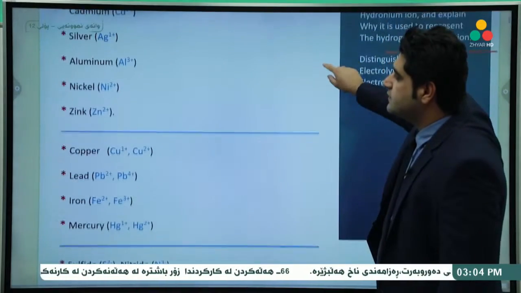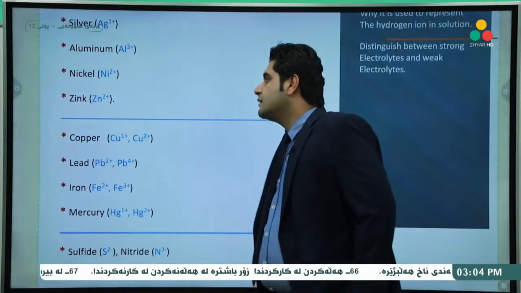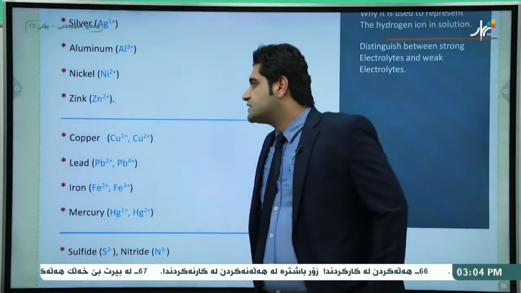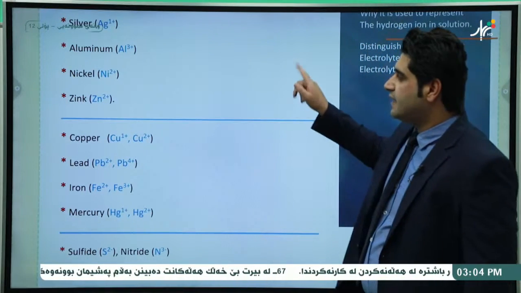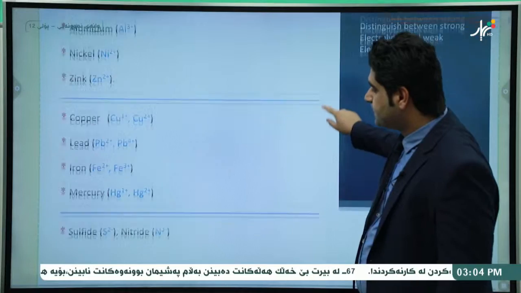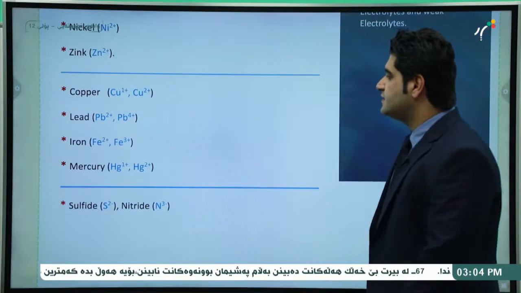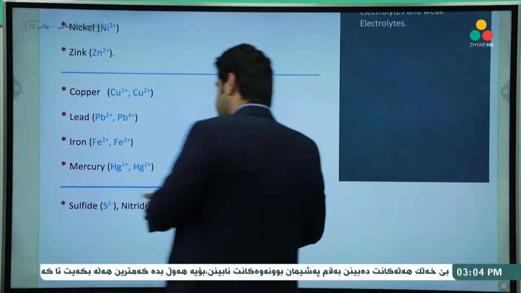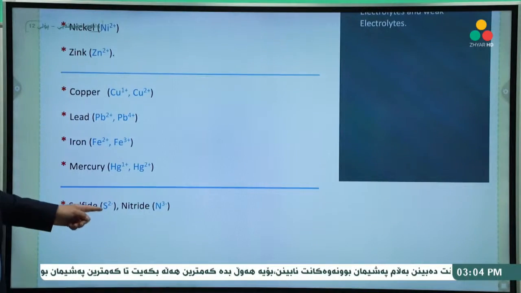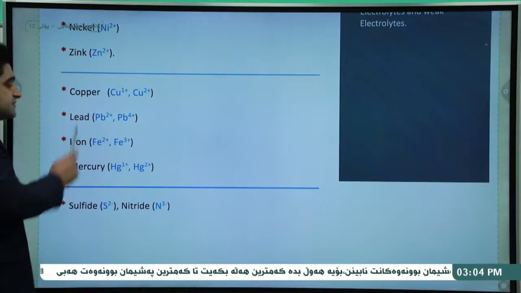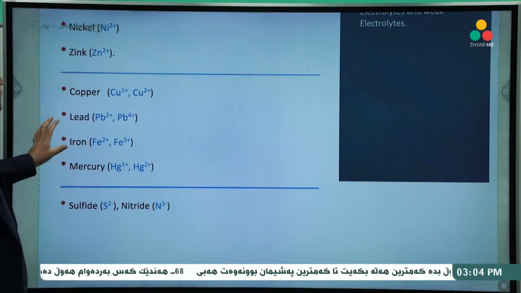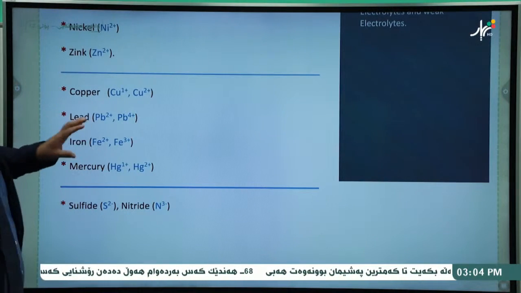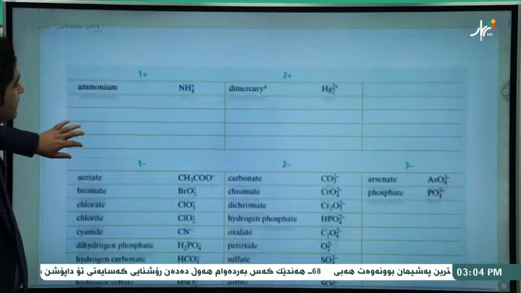Cadmium is +2, silver +1, aluminum +3, nickel +2, zinc +2, and nitride is N -3. Sulfide is -2. For transition elements, you don't have to worry, because the charge of the transition elements will be identified by the question itself.